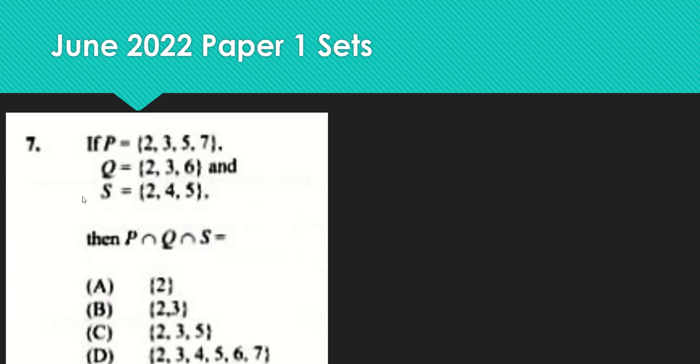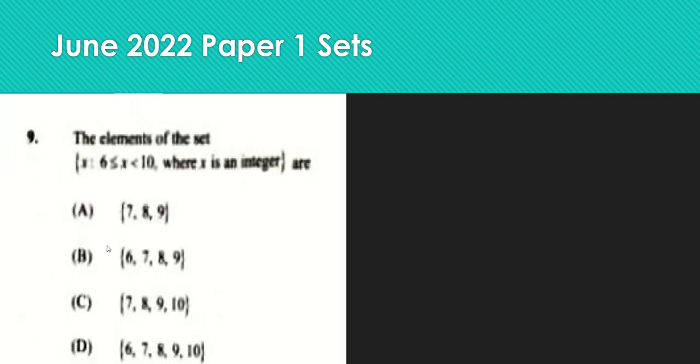Let's read number 7. This is June 2022, paper 1. If P is {2, 3, 5, 7}, Q is {2, 3, 6}, and S is {2, 4, 5}, what is this? That means what do P, Q, and S have all in common? That is A, 2. Right?